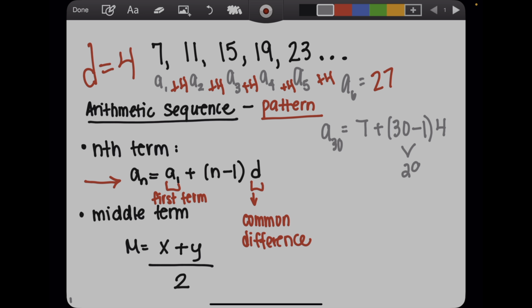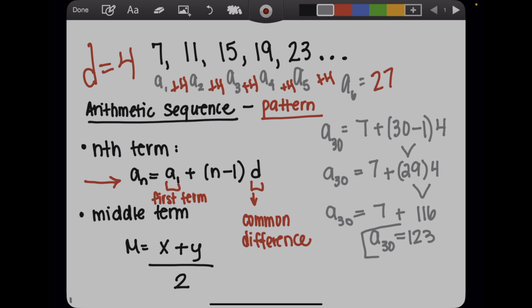Now we solve according to the correct order of operations. Then we multiply here, which is 116, which would equal 123. So our 30th term in that sequence will equal 123, or our a sub 30 would be 123.